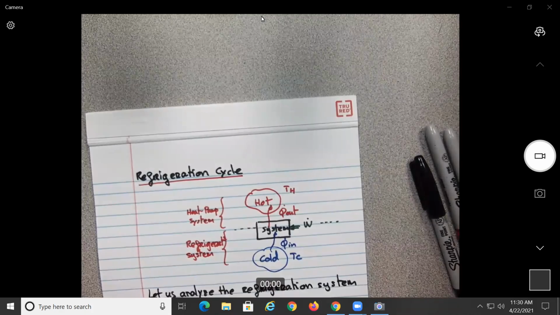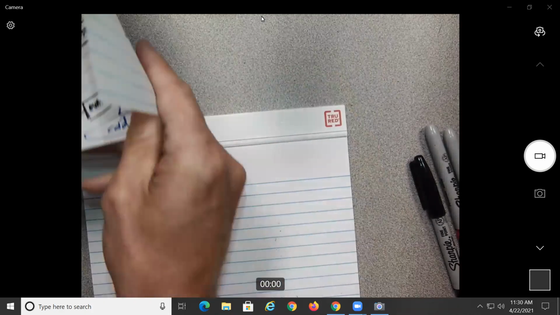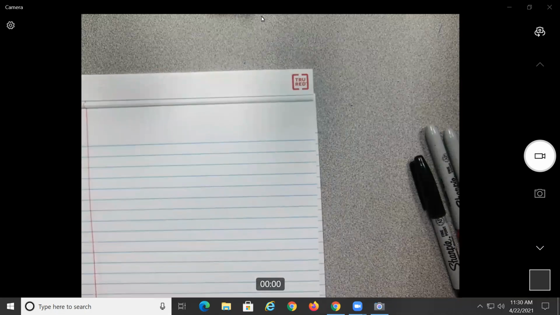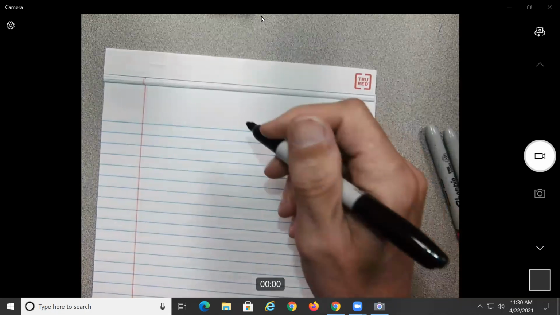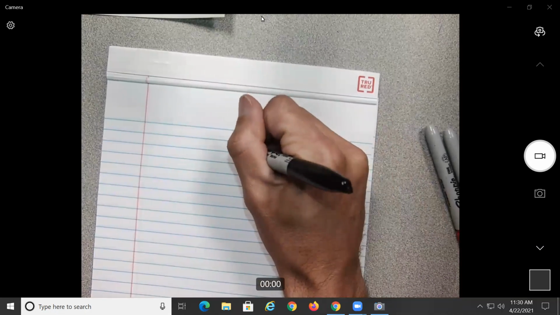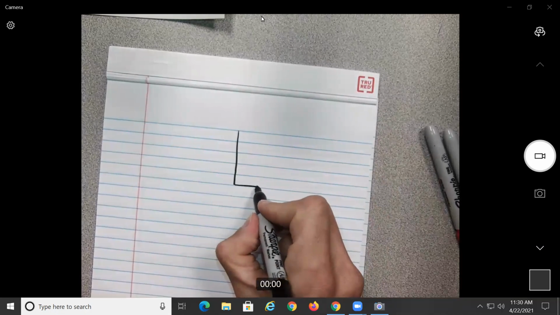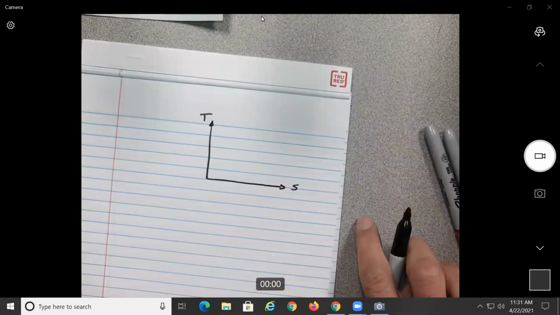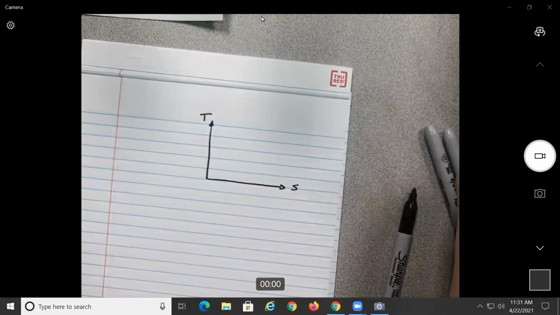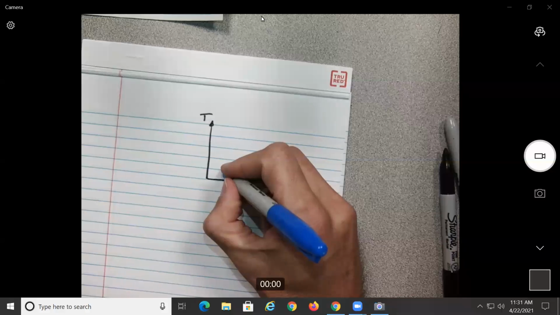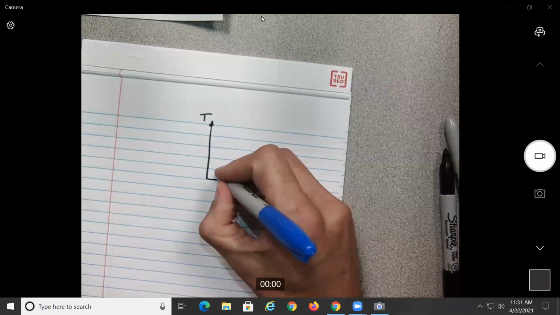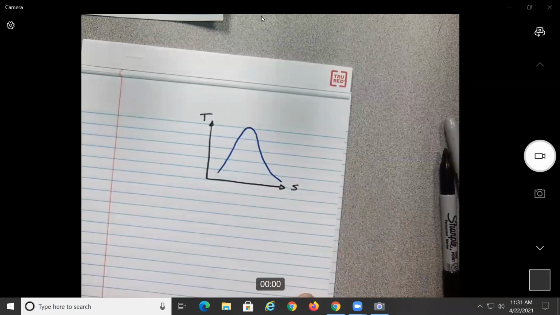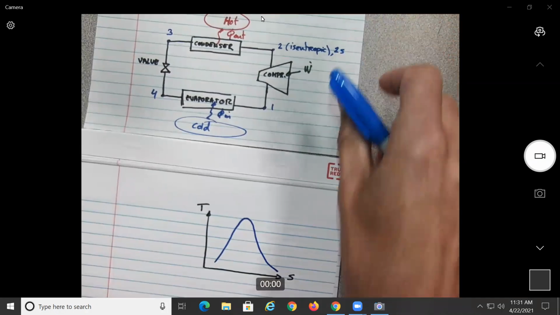So what is the general form of a refrigeration cycle? So if we do the figure on a TS diagram, okay? So again, let's see if I have space to keep both figures together here.